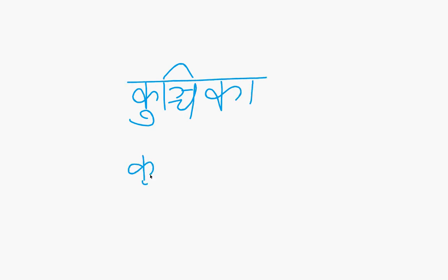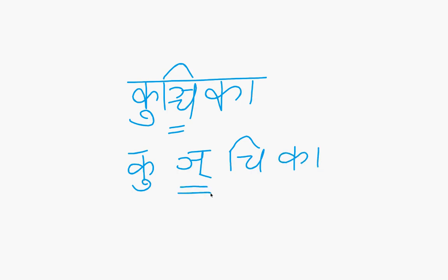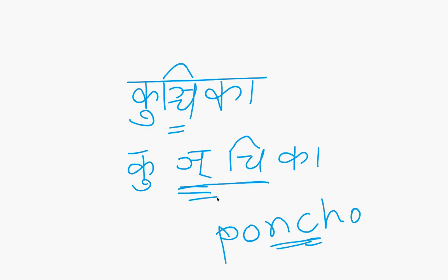So here it is a combination of ku, and this one is nya. Oh, okay. Chi. Ka. So this is like, what is the English word? Like a poncho. It is a poncho? The same poncho, like that: kunchika. Yeah, kunchika.